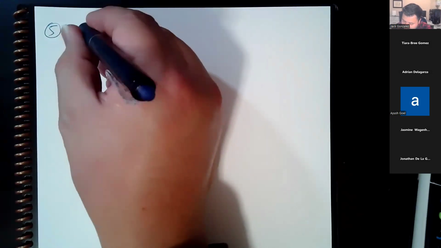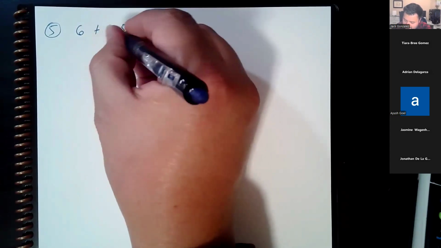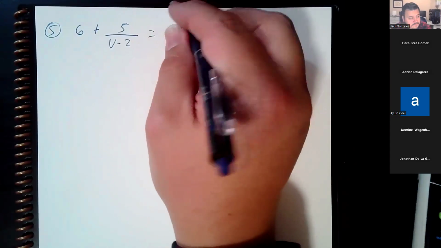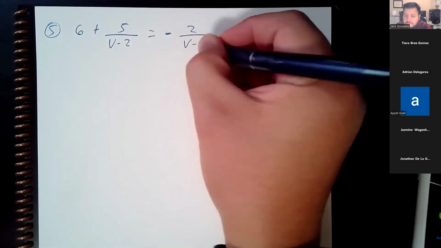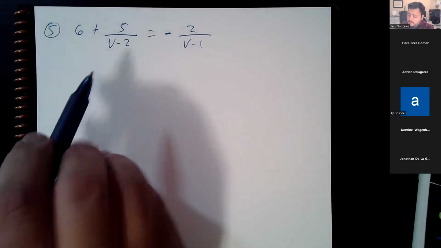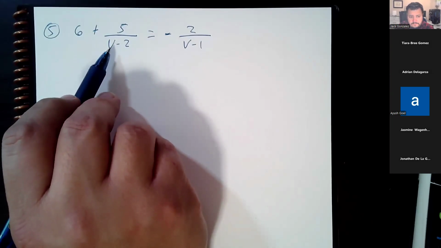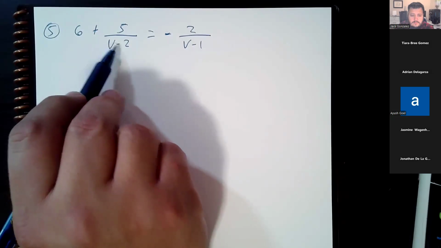Okay. Let's go and do the actual question now. Do you agree that v minus 2 have nothing in common? They cannot be factored. Do you see anything in common with v and 2?